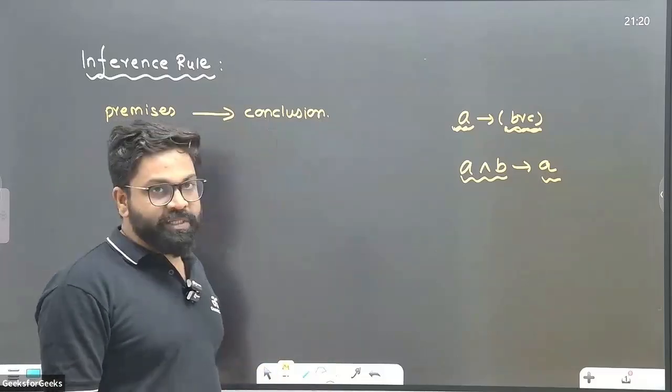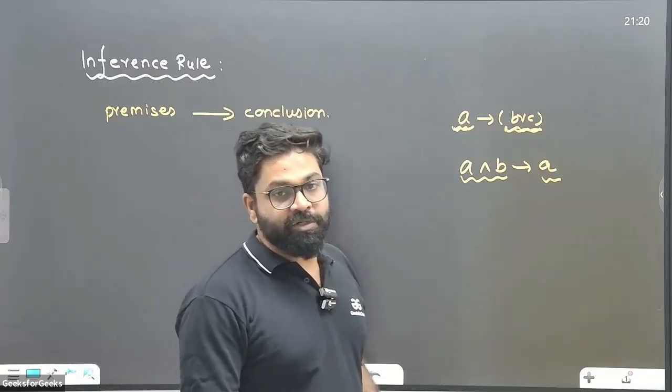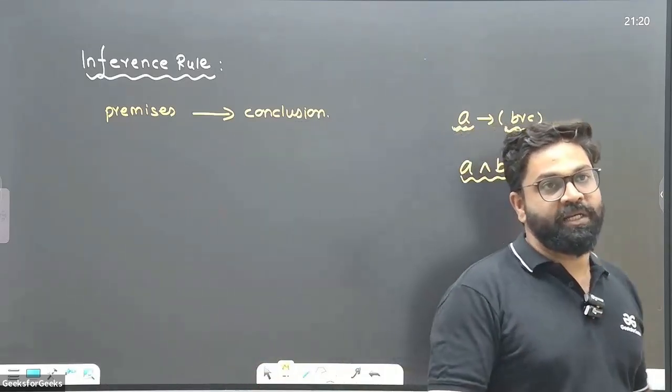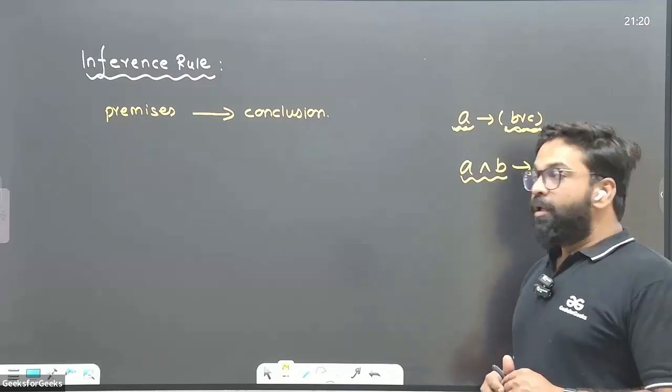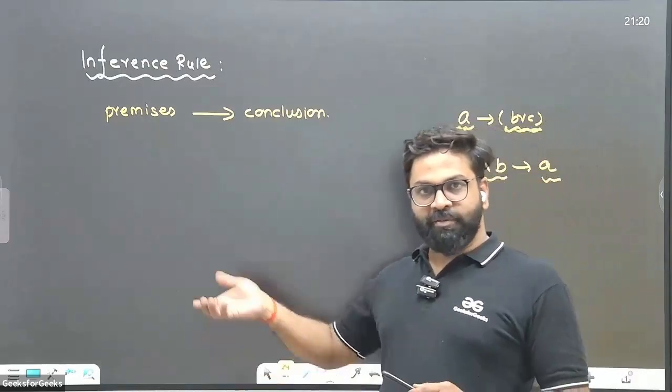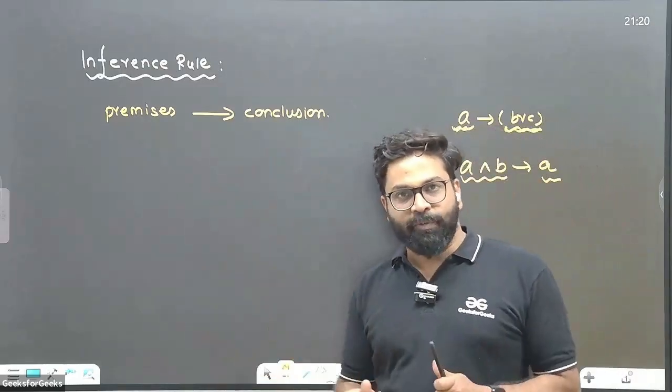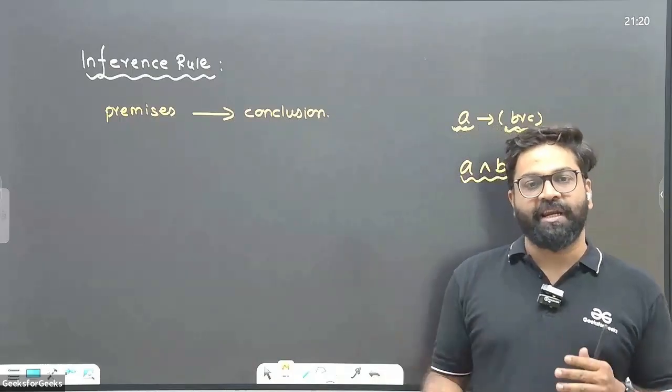And whatever has been written on this side is also called a propositional statement. So everything is basically a propositional statement. My point is very clear. Premises are also propositional statements, and the conclusion is also a propositional statement. Both are propositional statements. So it's all about left and right.